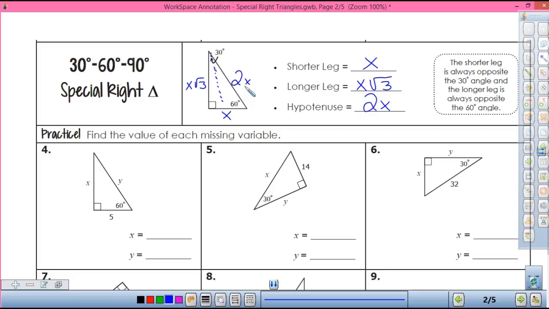So on number 4, pay attention up here, not to your calculator right now. There's no reason to even use your calculator. My shorter leg is 5, so my longer leg is 5 square root of 3, because we take the shorter leg, x, times the square root of 3. How do I get from the short leg to the hypotenuse? 2x, so 2 times 5 is 10. My hypotenuse doubles it, I get 10.